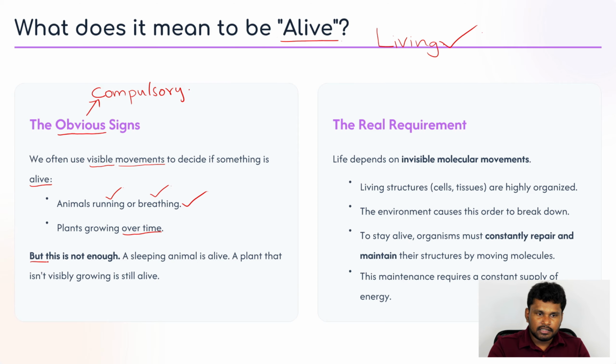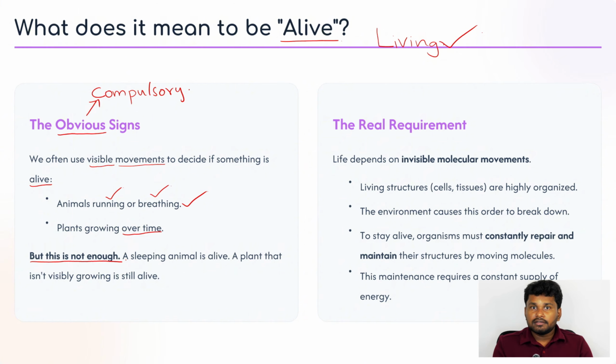But this is not enough. What does this statement mean? If you see some dog is running, if you see some dog is breathing, even though it is sleeping, that means it is alive. But is it enough to say whether it is living or not? In case of animals, that can be okay. But how can you say a tree is alive or not?